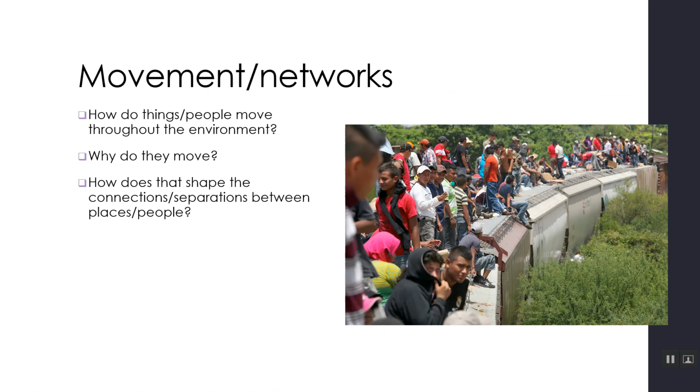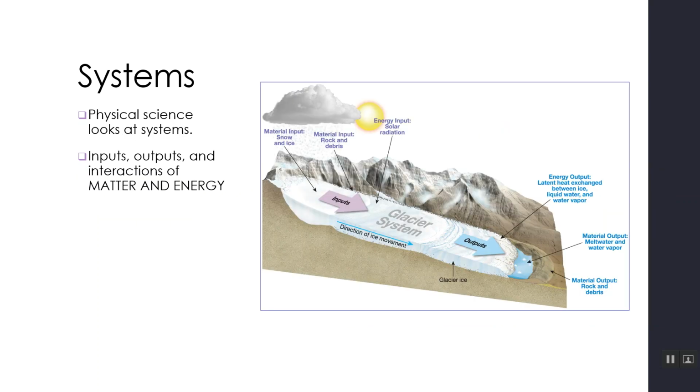Geographers also look at movement in networks. How do things and people move through the environment? Why do they move? And how does that shape the connections and separations between people and places? We'll be looking at this less in this class, but here is a picture from a few years ago when we had an influx of unaccompanied minors making the trek from Central America through Mexico, and this is a train through Mexico trying to reach the border of the United States. So in world regional geography, certainly we would talk about this and why this is occurring.